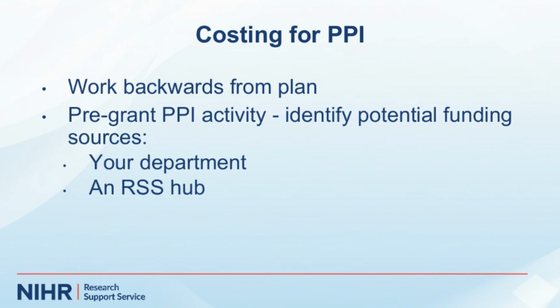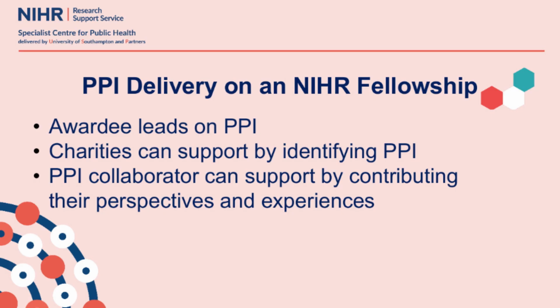When you're identifying potential sources of funding for pre-grant PPI work, if you work in an academic institution, your department might have some funding available for these PPI activities. And you can also apply for funding from an RSS hub. All 8 of our hubs have some funding available for pre-grant PPI work that can be applied for. And you can ask the hub that you're working with for more details about this.